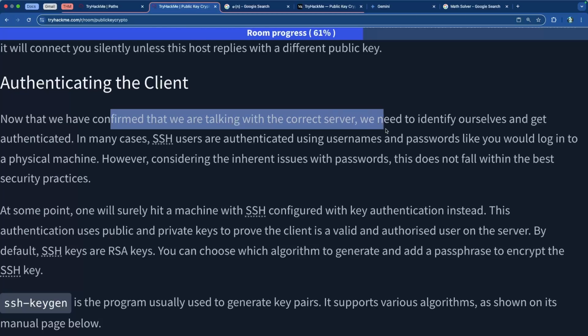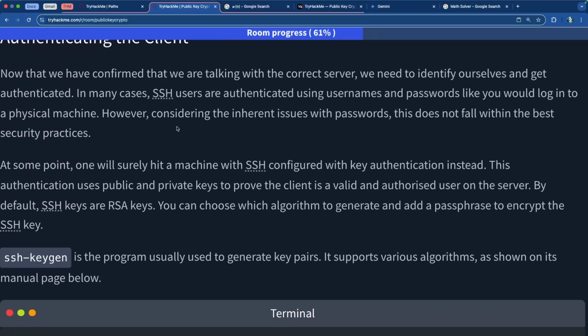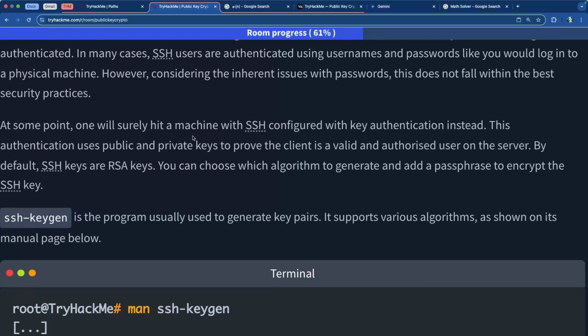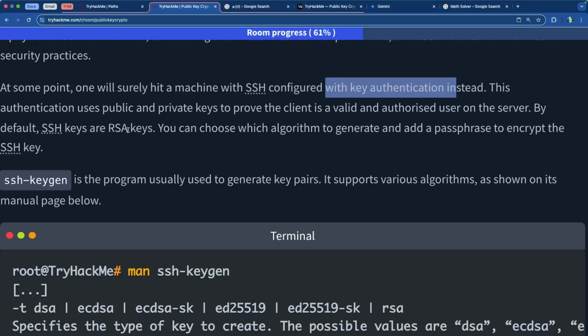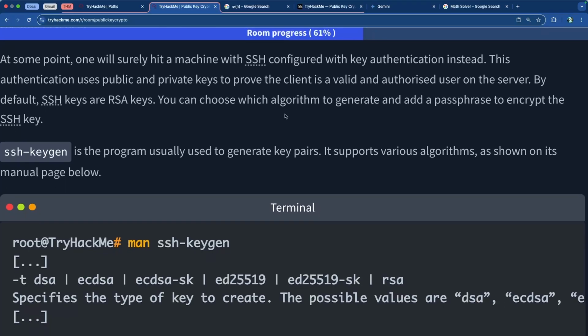Now that we've confirmed that we're talking with the correct server, we need to identify ourselves and get authenticated. In many cases, you have to use usernames and passwords like you would to log into a physical machine. However, considering the inherent issues with passwords, this does not fall within the best security practices. At some point, one will surely hit a machine with SSH configured with key authentication instead. This authentication uses public and private keys to prove the client is a valid and authorized user on the server.